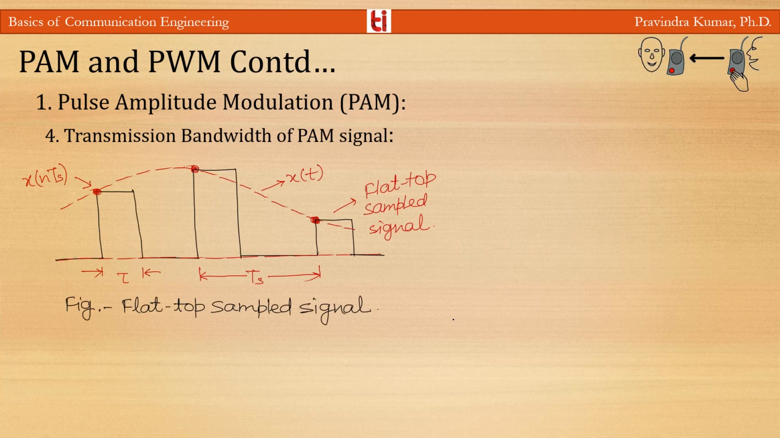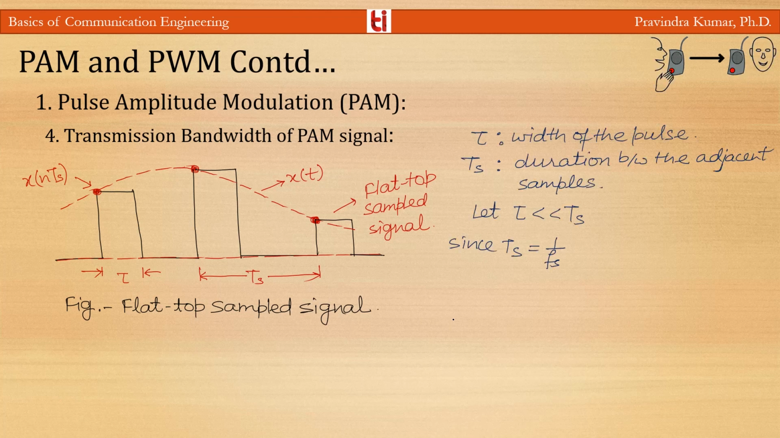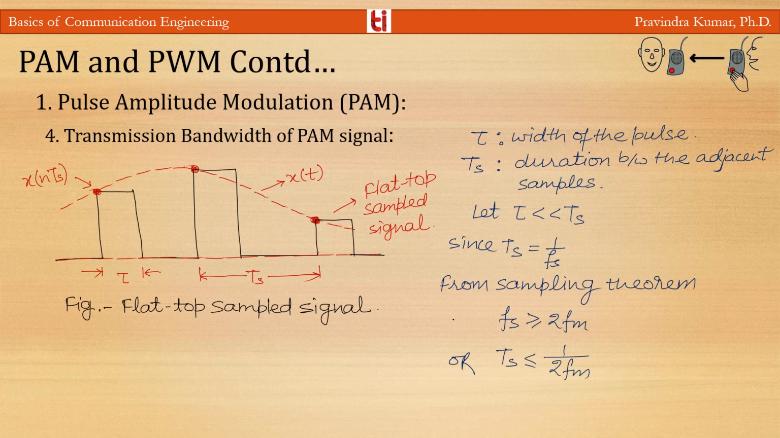Now, the transmission bandwidth of PAM signal. Let tau be the width of each pulse in flat top sampled PAM, and Ts the duration between adjacent samples, with tau much less than Ts. Since Ts is the sampling duration, Ts = 1/Fs, where Fs is the sampling frequency. From the sampling theorem, Fs should be greater than or equal to 2Fm. So Ts is less than or equal to 1/2Fm, and tau is less than or equal to Ts, which is less than or equal to 1/2Fm.